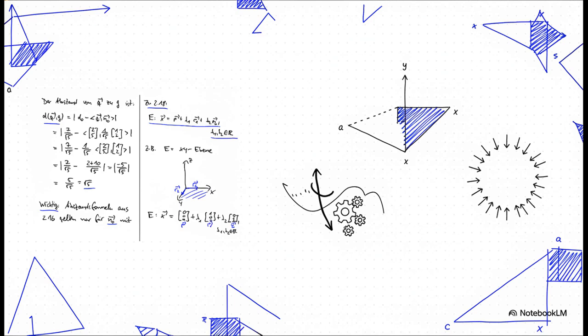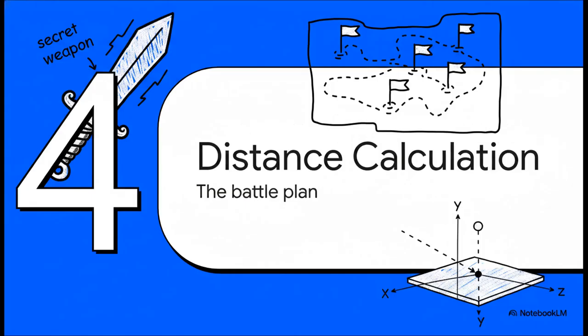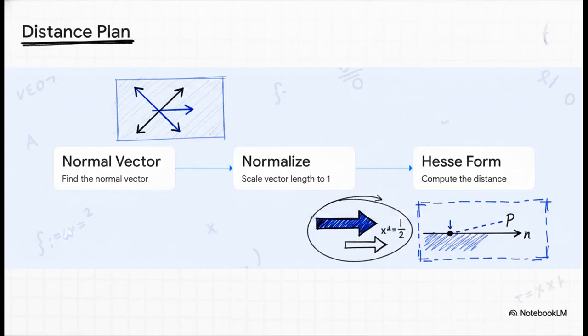It directly represents the exact true geometric distance from the coordinate origin point perfectly straight down to the plane. Now for Section 4, calculating point-to-plane distances. Let's see how this all builds into an unbreakable 3-step methodology for your exam.